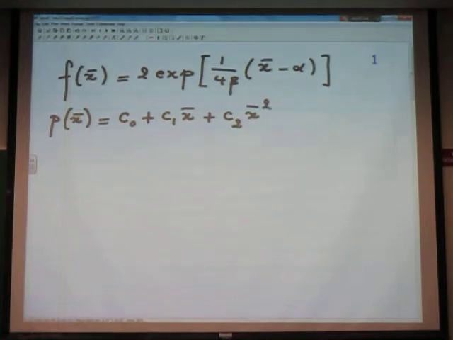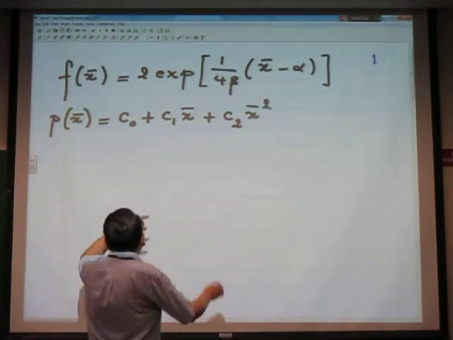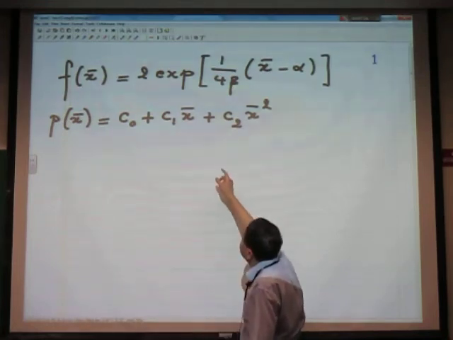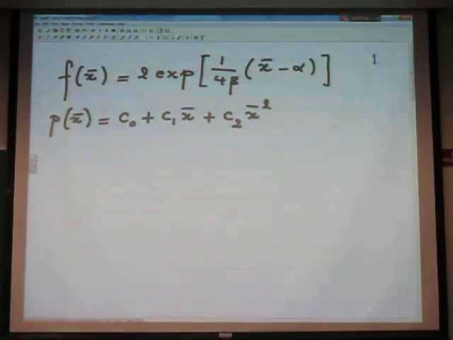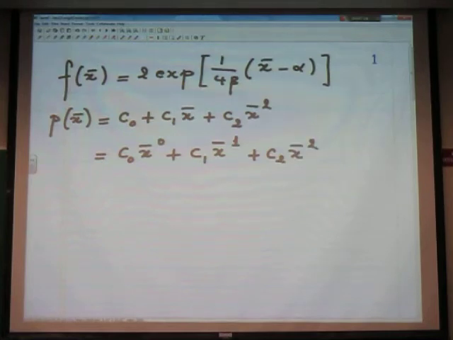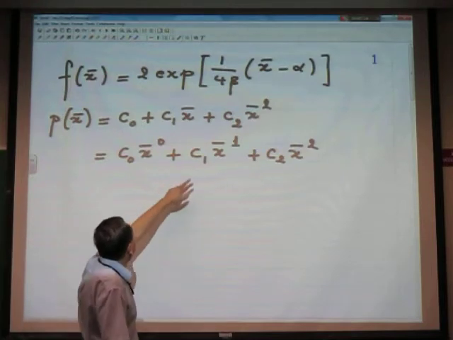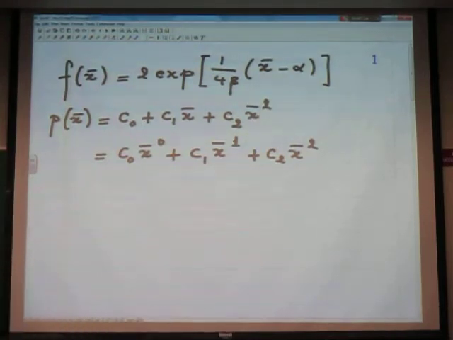And the reason that I use the subscript 0, 1, 2 instead of 1, 2, 3 is because 1 is like x to the power 0. So here you can write it like this: C0 x bar to the power 0 plus C1 x bar to the power 1 plus C2 x bar to the power 2. You see, there's a correspondence between the index of the coefficient and the power of the variable. Okay, that's a very nice way to remember.